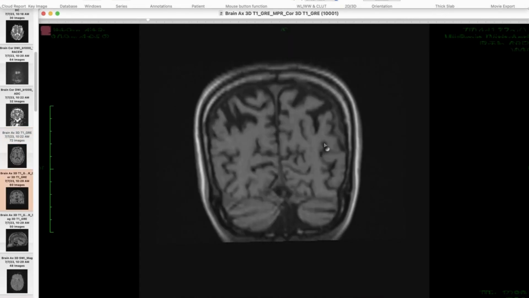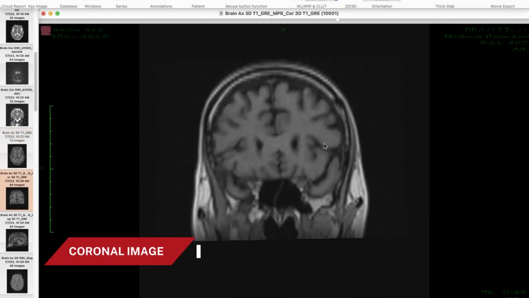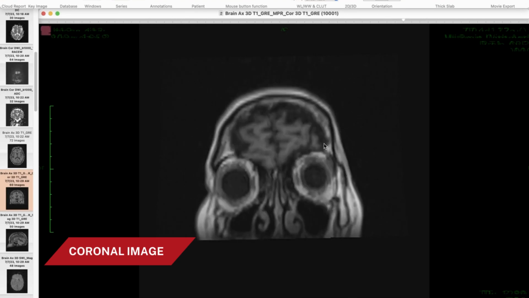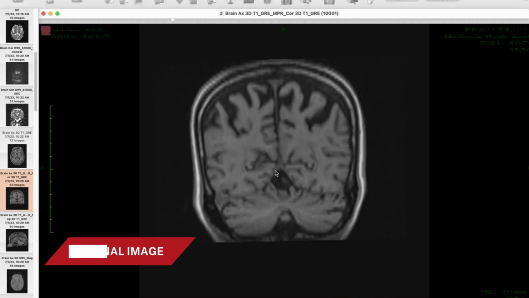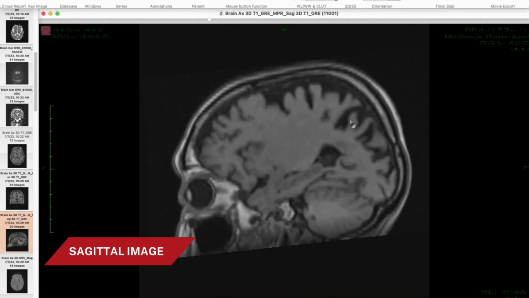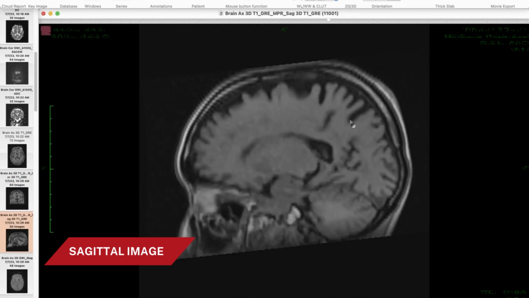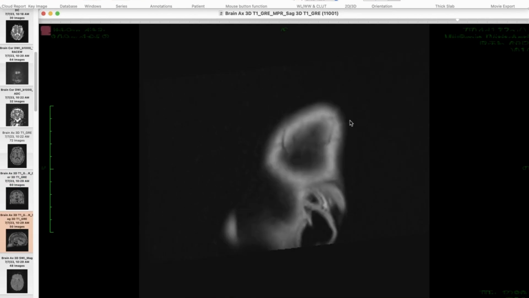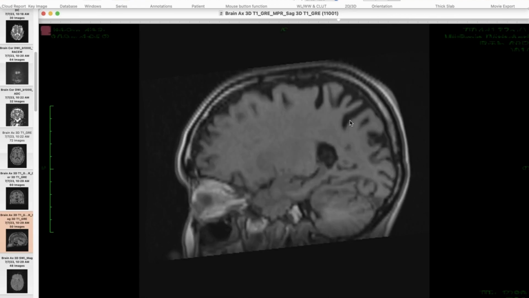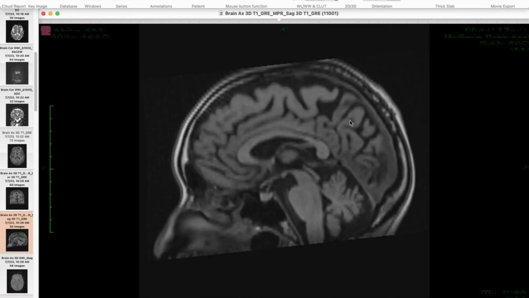This, when we're looking front to back, would be a coronal image. And here, when we're looking at the side of the patient, is a sagittal image. Each of these images have different good things. We look for different things in each of these planes.